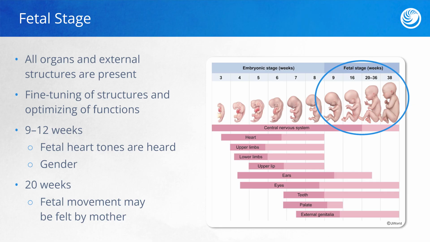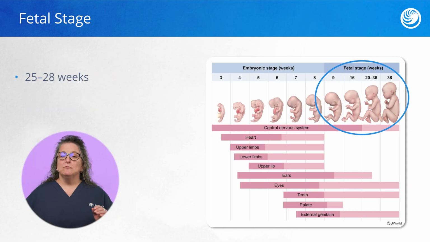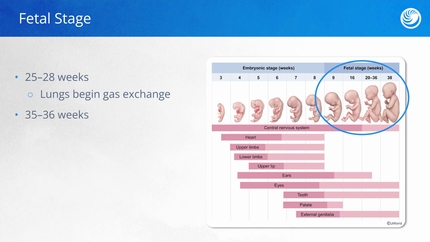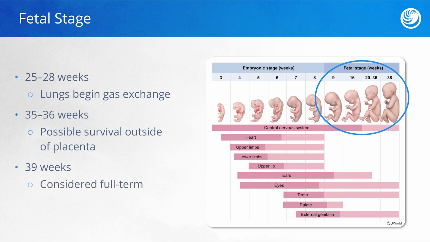This is called quickening. From 25 to 28 weeks, even though the lungs are still immature, they are able to begin gas exchange. At 35 to 36 weeks, it is possible for the fetus to survive outside of the placenta. They may need some specialized care, but the chance of survival is good. And at 39 weeks, the fetus is considered full term.